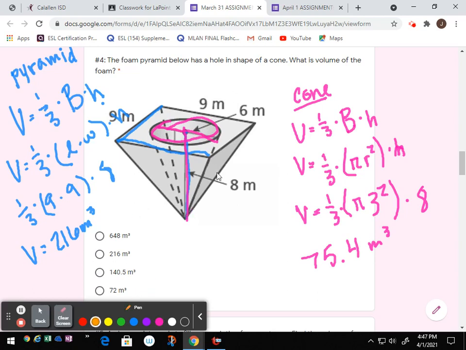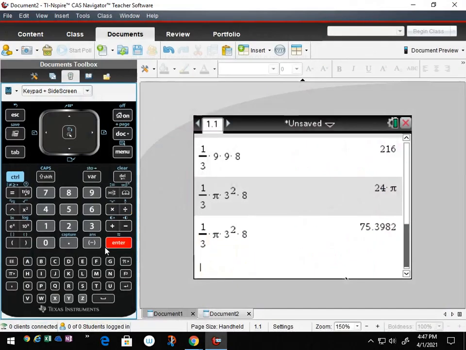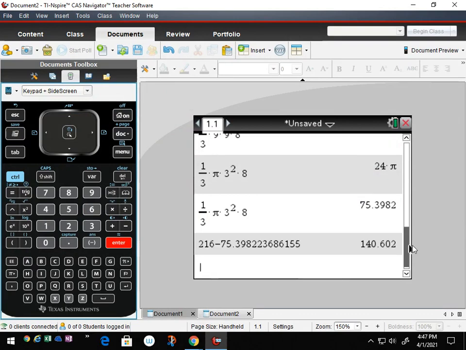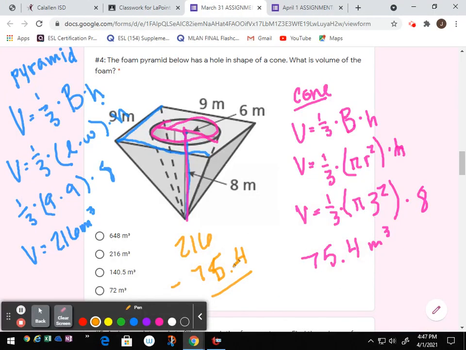So we have 216 minus 75.4. Let's subtract those two real quick. So we have 216 minus, let's go up and hit enter. Enter one more time. We get 140.6. As we can see, it is answer choice C. Answer choice C is the correct answer for number 4.